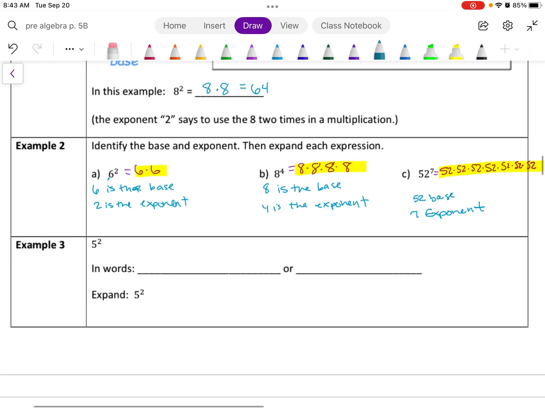Example 3, if we wanted to write 5 squared in words, we could say it is 5 to the second power, or we also call that 5 squared. Anytime something is to the second power, we can call that squared. So if we wanted to expand 5 to the second power, that means we're taking 5 times itself, which would be 25.